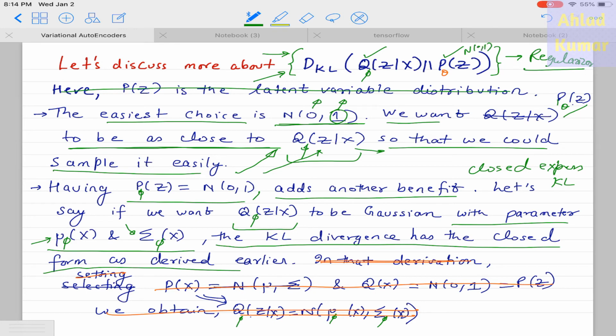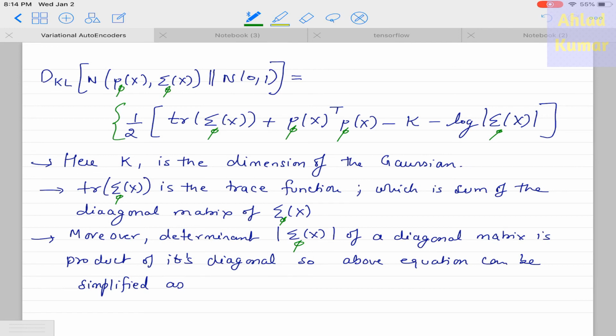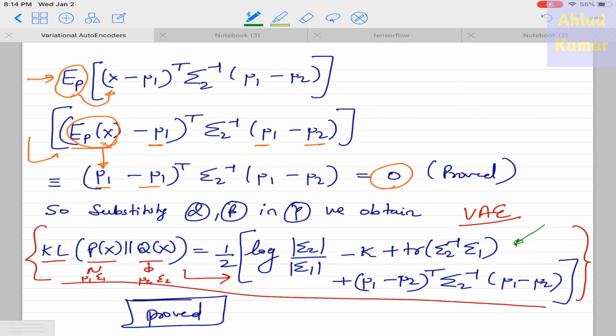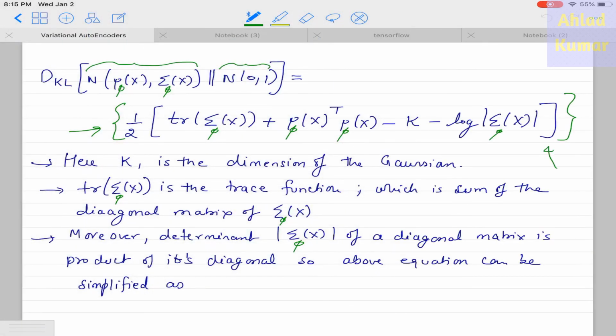And what is that expression? That expression is this, and this is very easy to obtain. And how will we obtain this expression? This expression can be obtained by just substituting the parameters of this Gaussian and this Gaussian over here. Here we will put sigma 2 as 1, mu 2 as 0, and sigma 1 as sigma phi of x, and mu 1 as mu phi of x. So once you put that in this expression, you will obtain this expression.